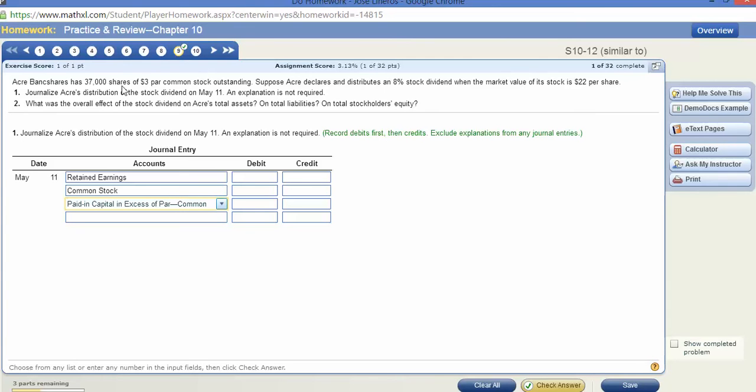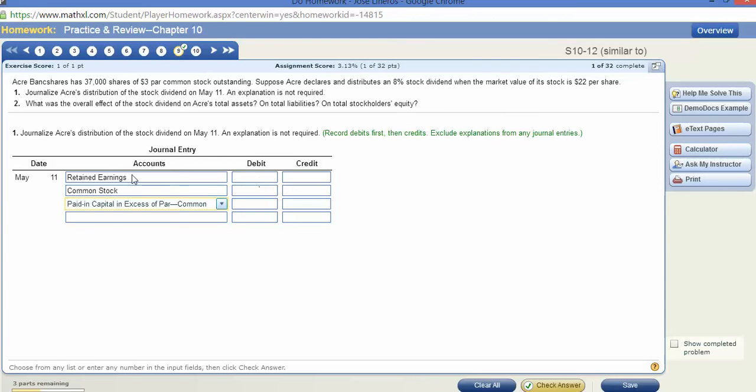So here we have 37,000 shares. On the certificate it says $3 per share. That has nothing to do with the real world. The real world's out here, $22 per share. Declares and distributes an 8% dividend. Remember, that's 8% of 37,000, not 8% of any other goofy number. So when you're doing this kind of problem, you're multiplying 8% times the quantity of stock outstanding. And then basically you're just doing the journal entry.